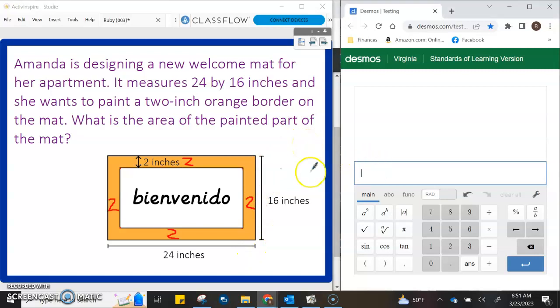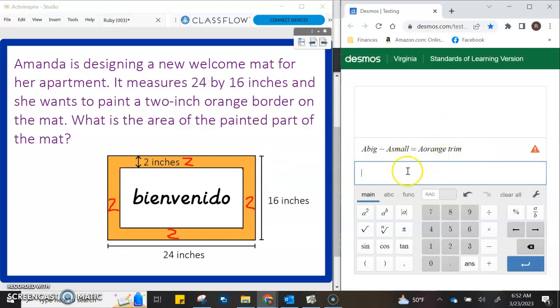Okay, so that's one way to do it, by drawing it, but let me show you how to do it using the formula. I've got 2 rectangles here and they're stacked, so that means I'm going to have to subtract. So I would start with the area of the big rectangle and I would subtract the area of the small rectangle, and that's going to give me the area of the orange trim.